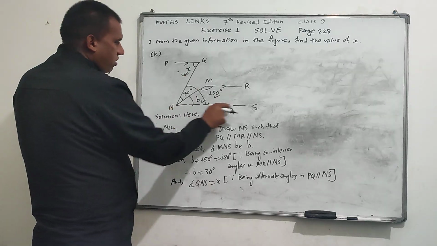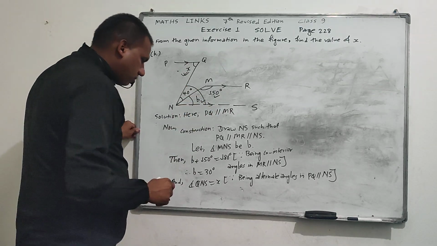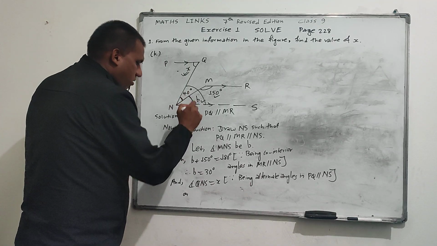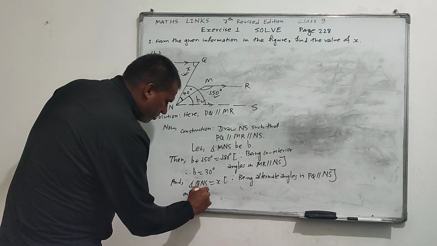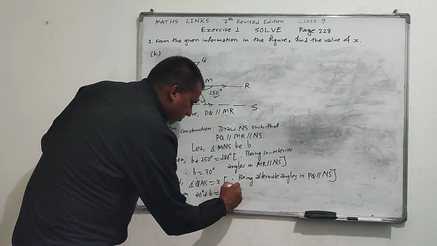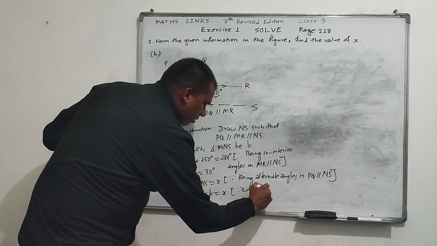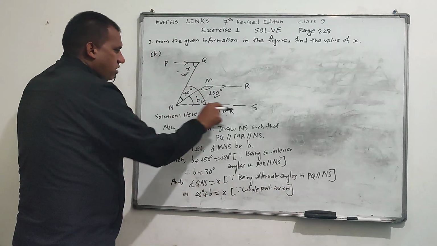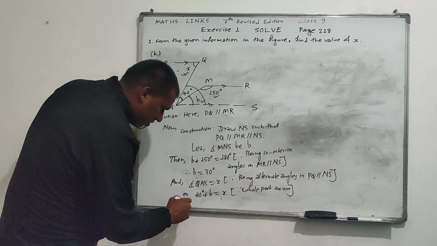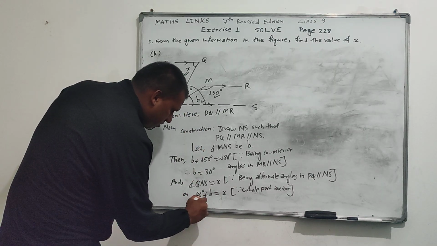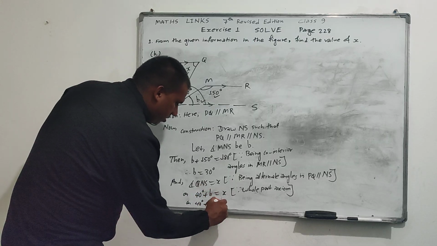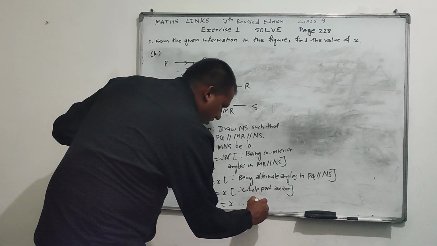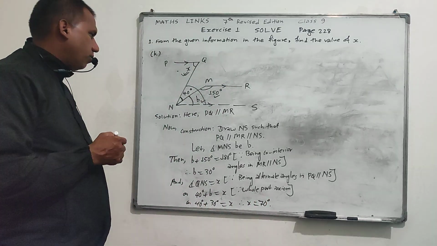Angle QNS equals x. Or QNS is the sum of B and 40. First part 40, second part B. Or 40 degrees plus B equals x. This is the whole part axiom, because QNS is the sum of 40 and B. Or 40 degrees plus the value of B, which is 30, equals x. Therefore x equals 40 plus 30, that is 70 degrees. This is the required value of x.